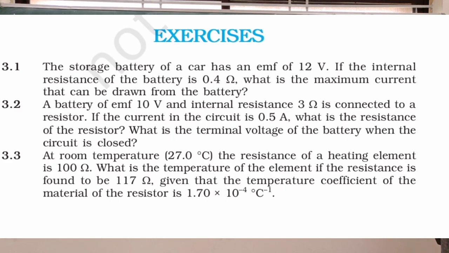The question is, at room temperature 27.0 degrees Celsius, the resistance of a heating element is 100 ohm. What is the temperature of the element if the resistance is found to be 117 ohm? Given that the temperature coefficient of the material of the resistor is 1.70 into 10 to the power minus 4 per degree Celsius.